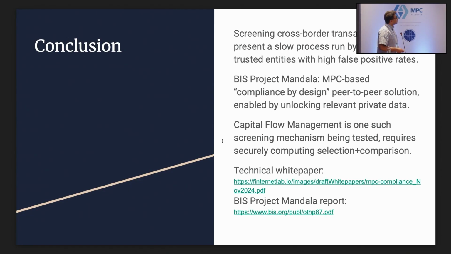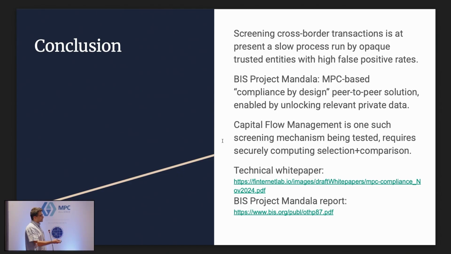So cross-border transactions are a particular application for MPC, which seems to make sense because at the moment it's a slow, centralized process. And it's run by these opaque trusted entities, which come with some problems. MPC basically facilitates this compliance-by-design approach as identified by BIS. It allows banks to unlock some private data that was otherwise restricted by regulations, to execute these checks and cut out the middleman.